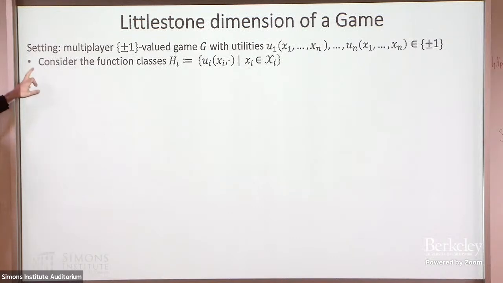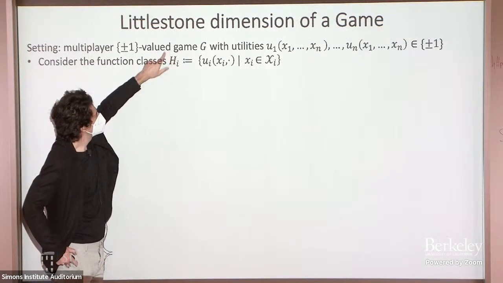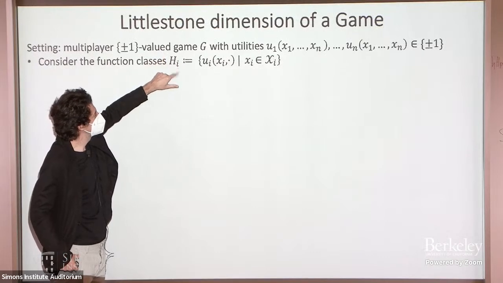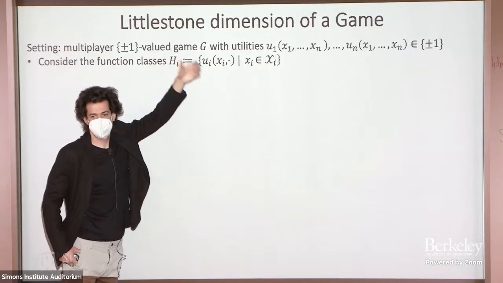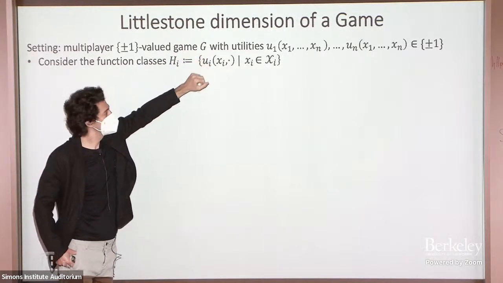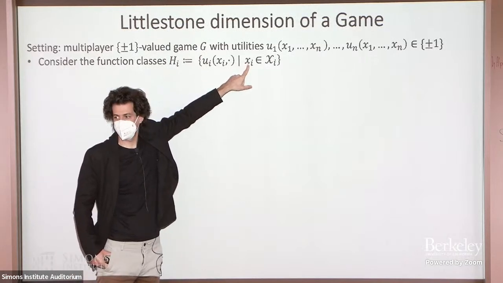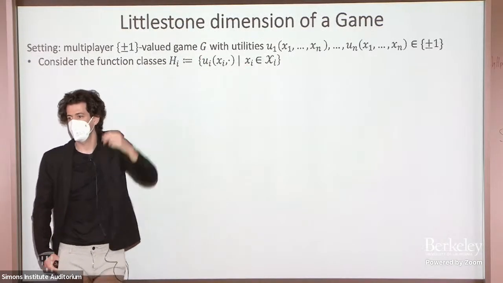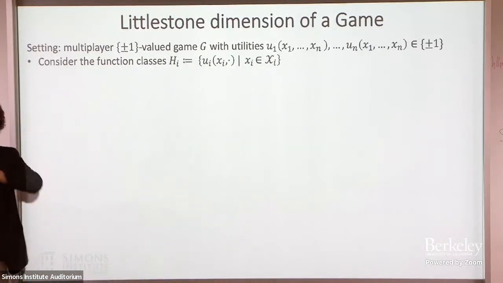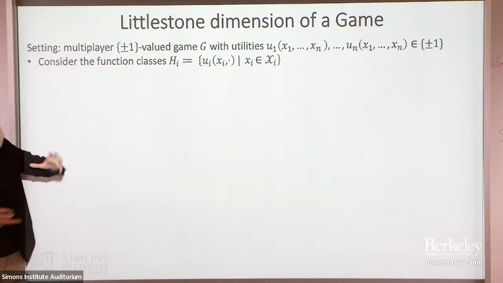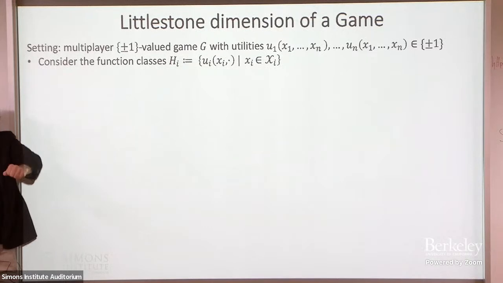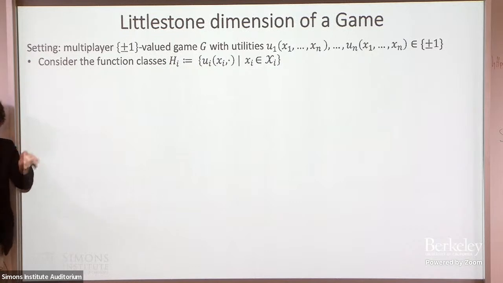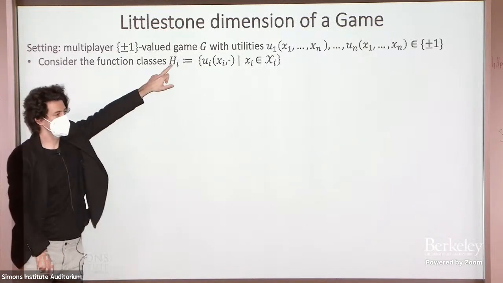And for every player, you consider a hypothesis class that is Boolean, because this takes values plus or minus 1. It's a Boolean function here, and this function is indexed by the action of the player. So there's one function for every action of the player. There are potentially uncountably infinite actions of the player, so there are potentially uncountably infinite utilities in here. But the xi that you play defines a Boolean function on the strategies of the other players. That's a hypothesis class you can define.